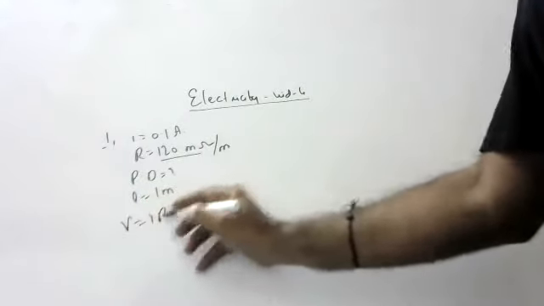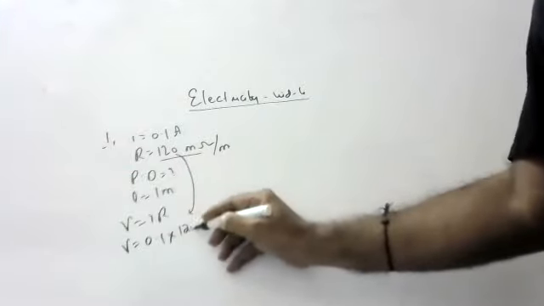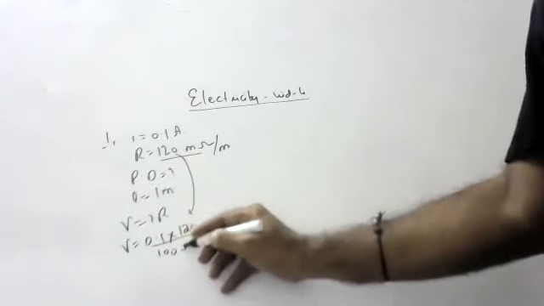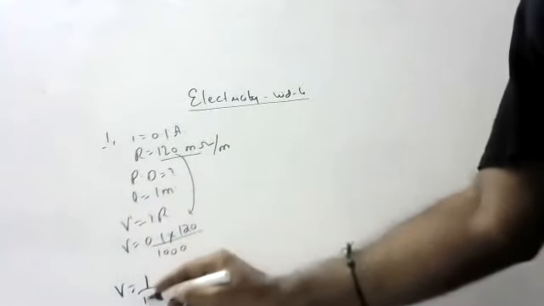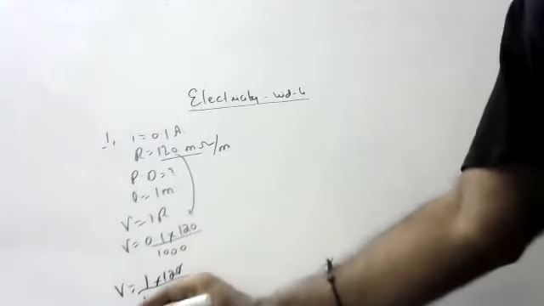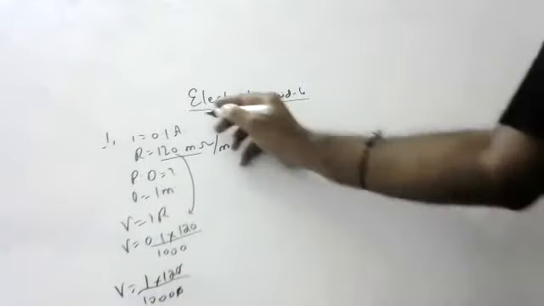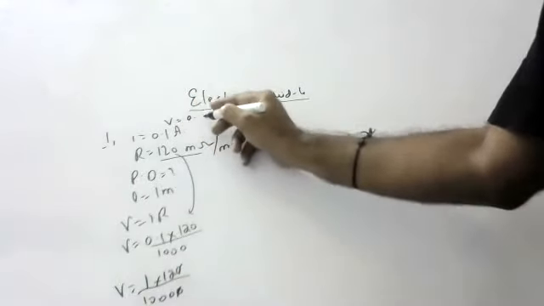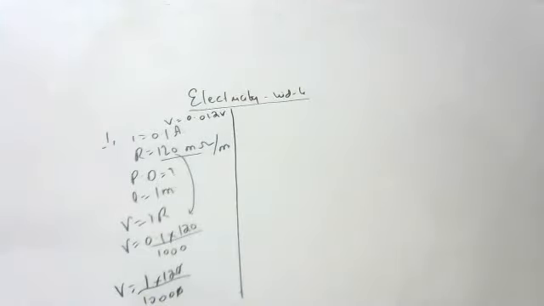No problem. So normal formula only, children. V is equal to IR, 0.1 into 120. How to convert milli, children? By 1000. Okay. So if you remove this point also, one more zero will come down. So potential is equal to 12 by 1000. That is, potential is equal to 0.012 volt. 0.012 volts will come, children.